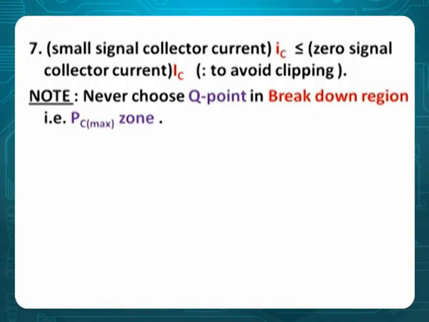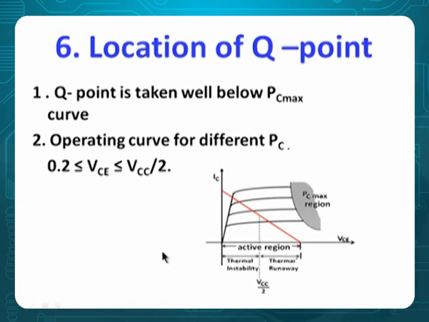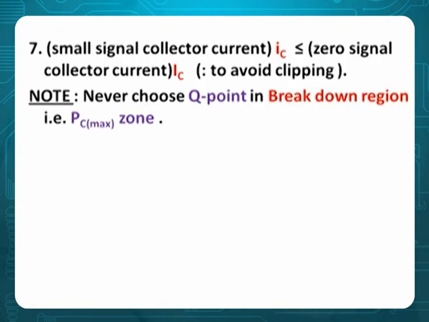And the last point. Small signal collector current should be less than or equal to zero-signal collector current to avoid clipping. Suppose the AC value is more than the DC value, I will show it here. Look at here. Suppose this is the AC value and the DC value is here. Because AC is less, there is no clipping. Suppose AC comes down here, there will be clipping. So to avoid clipping, you need the AC value to be less than DC. That's about how to operate. And never choose the Q point in the breakdown region.